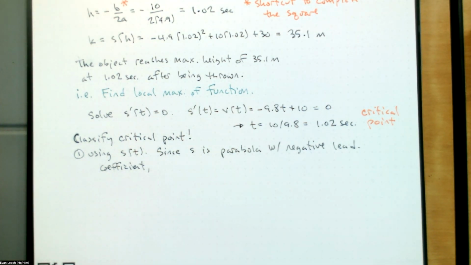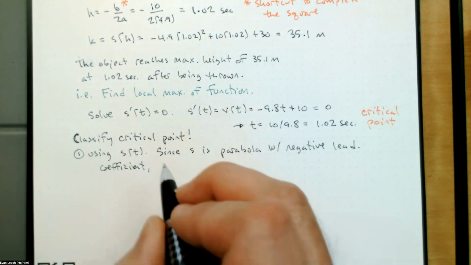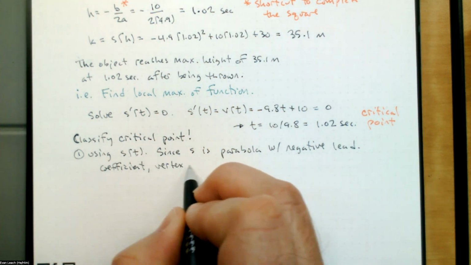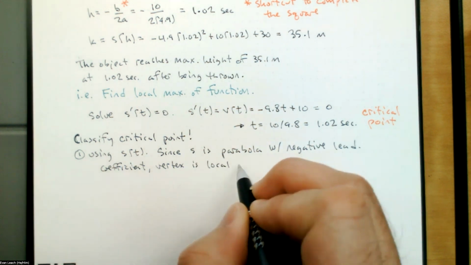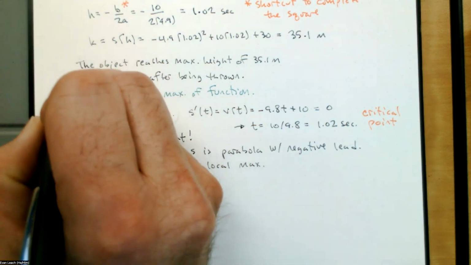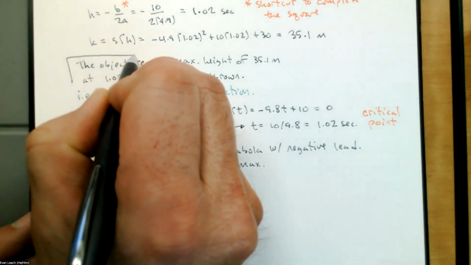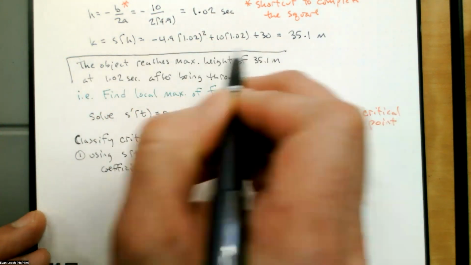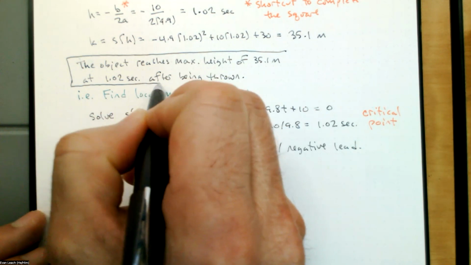Since S is a parabola with a negative leading coefficient, the vertex is the highest point. And we say that the object reaches a maximum height of 35.1 meters at 1.02 seconds after being thrown. So we come to the same conclusion. It happens at 1.02 seconds, and we have previously calculated that this is going to be 35.1 meters.